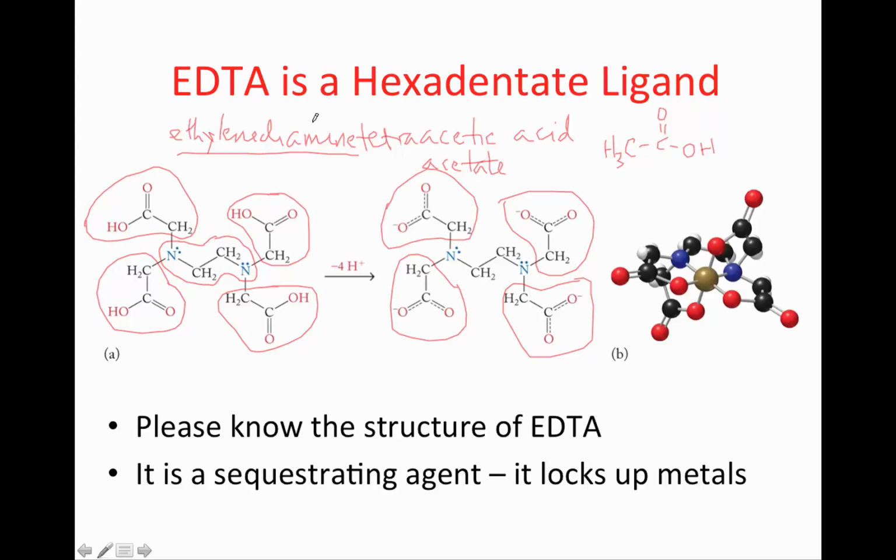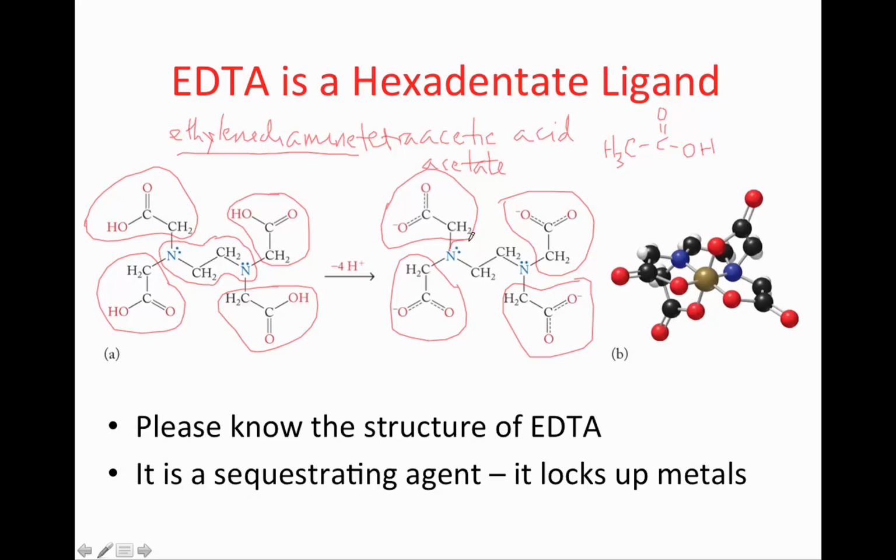But we have ethylene diamine. This is the ethylene diamine structure, the backbone of the molecule, if you will. And then we have tetra, four, acetates or acetic acid: one, two, three, four around it. So please know the structure of EDTA. It's actually quite important. And what EDTA can do is form six bonds to a central metal ion.